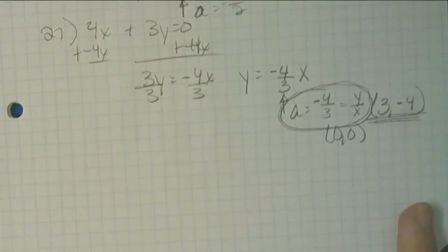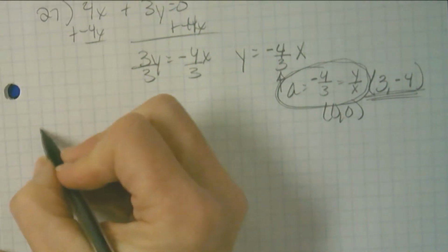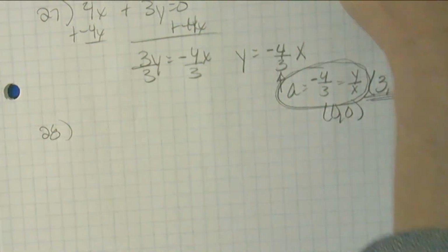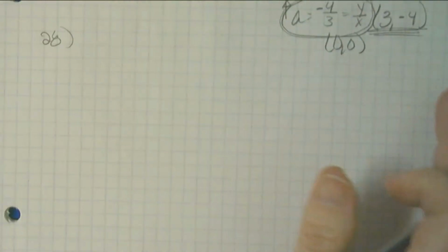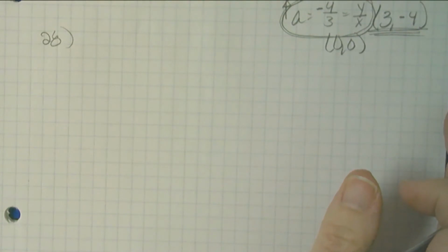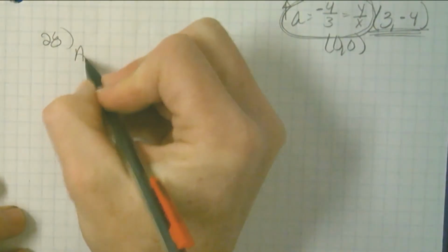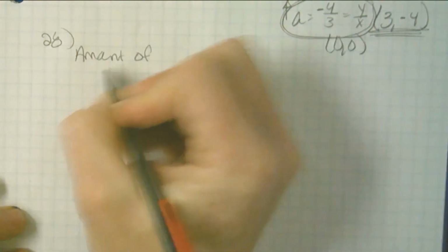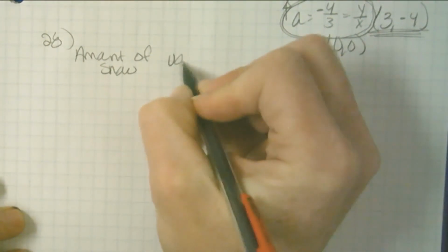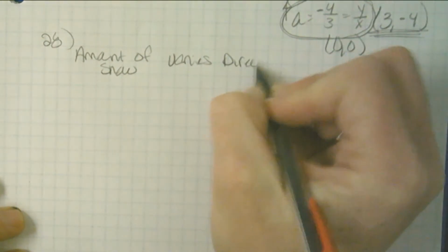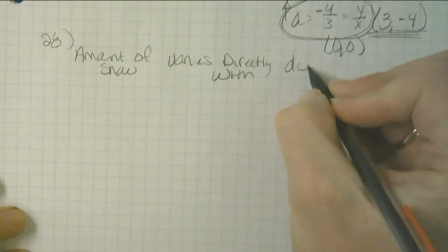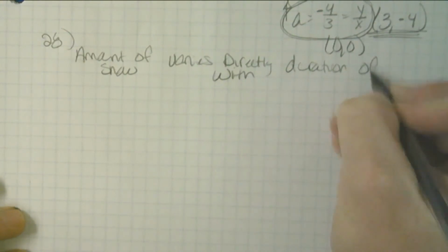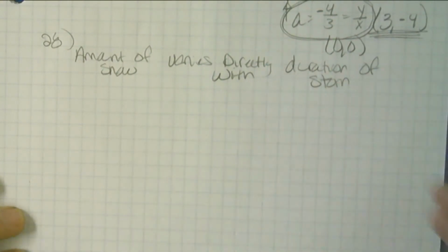Awesome. All right, 28. This is definitely a direct variation story problem. All right, so let's read why. It says the amount of snow that fell during a snowstorm varies directly with the duration of the storm. So amount of snow varies directly with duration of storm. That's how I would write it.